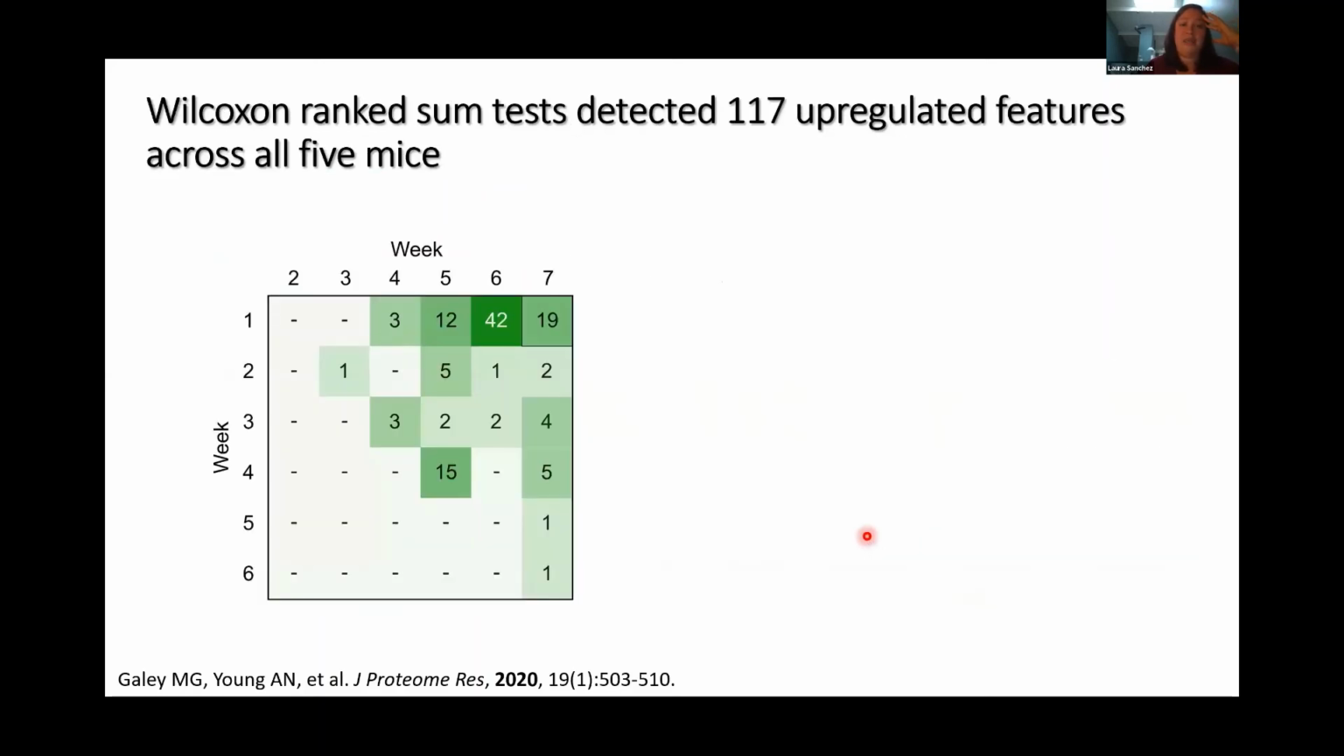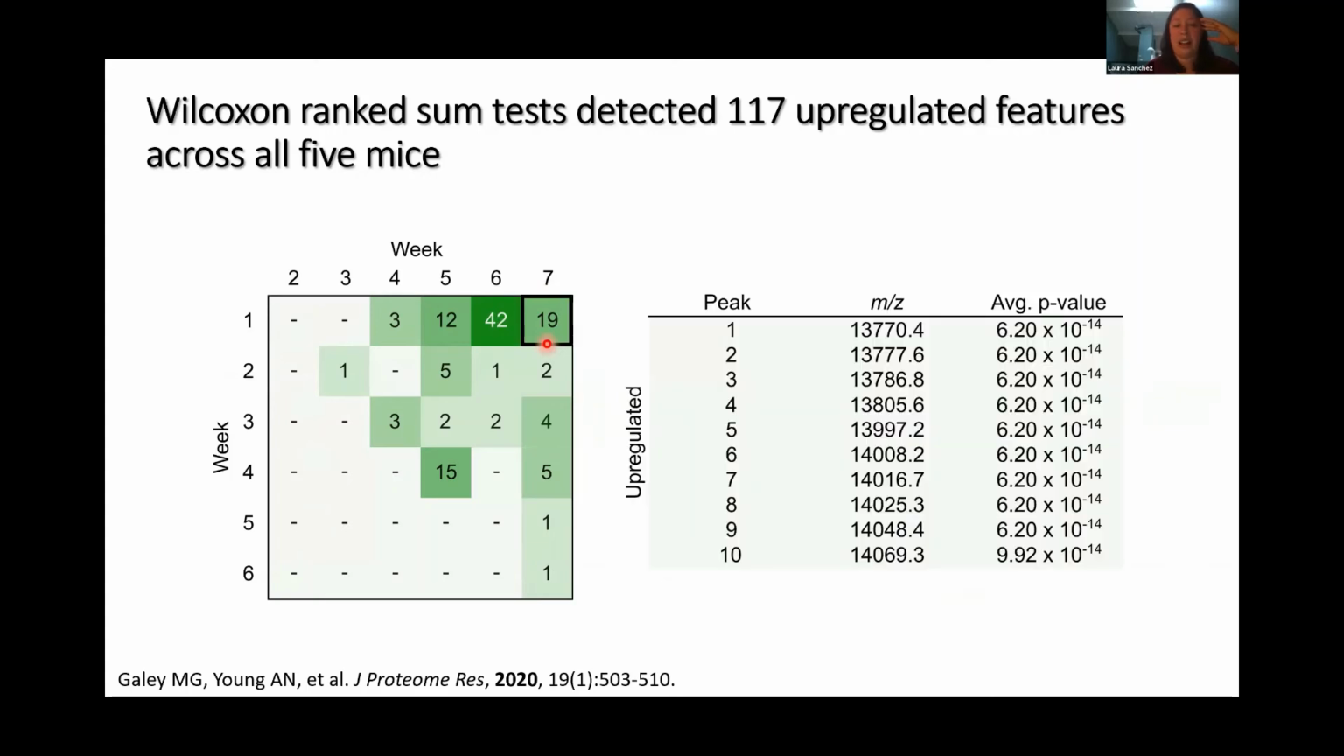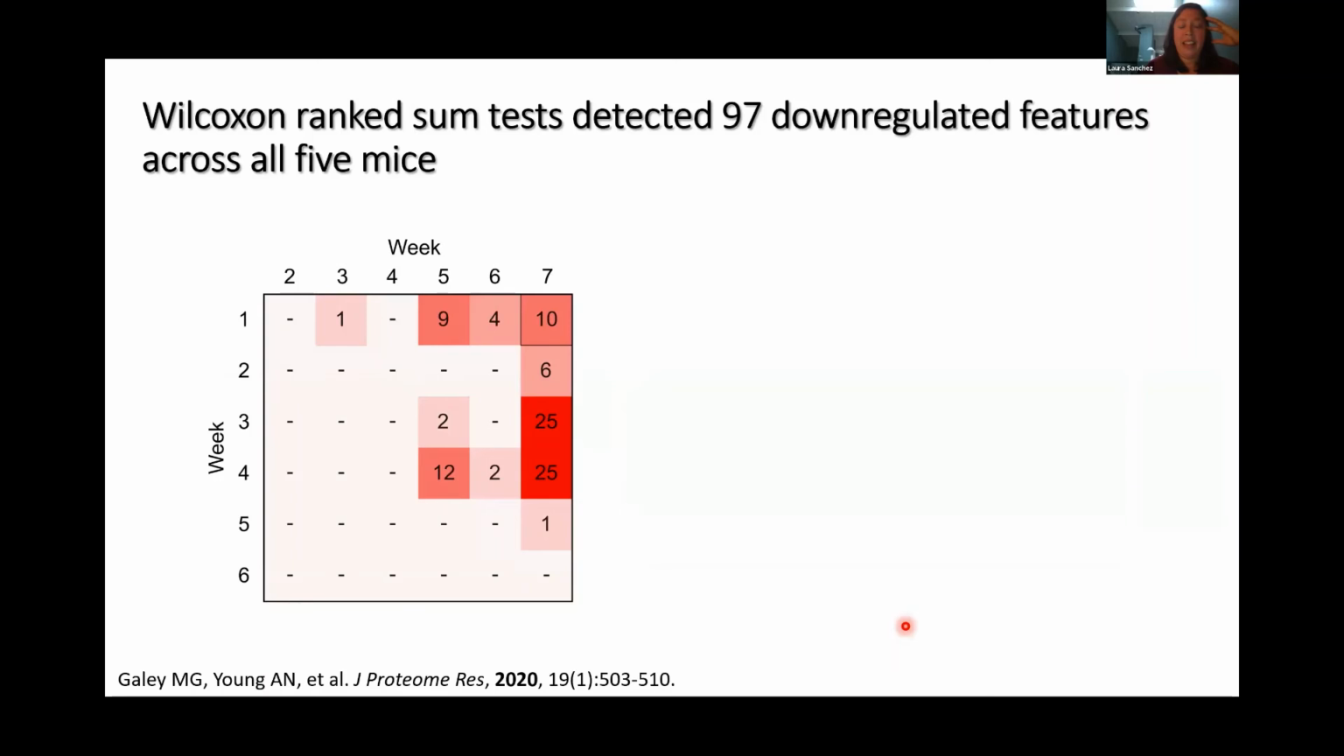So the next thing we did was to ask ourselves, okay, we have good similarity, so what were really the signals across all 5 mice that were driving this? What occurred if we just took week 1 and week 7? What we can see here is that over time, 117 features were statistically upregulated across all 5 mice. If we just look at this last endpoint and pull the top 10 based on their p-values, we can see it actually all occurs in a similar range, which is interesting.